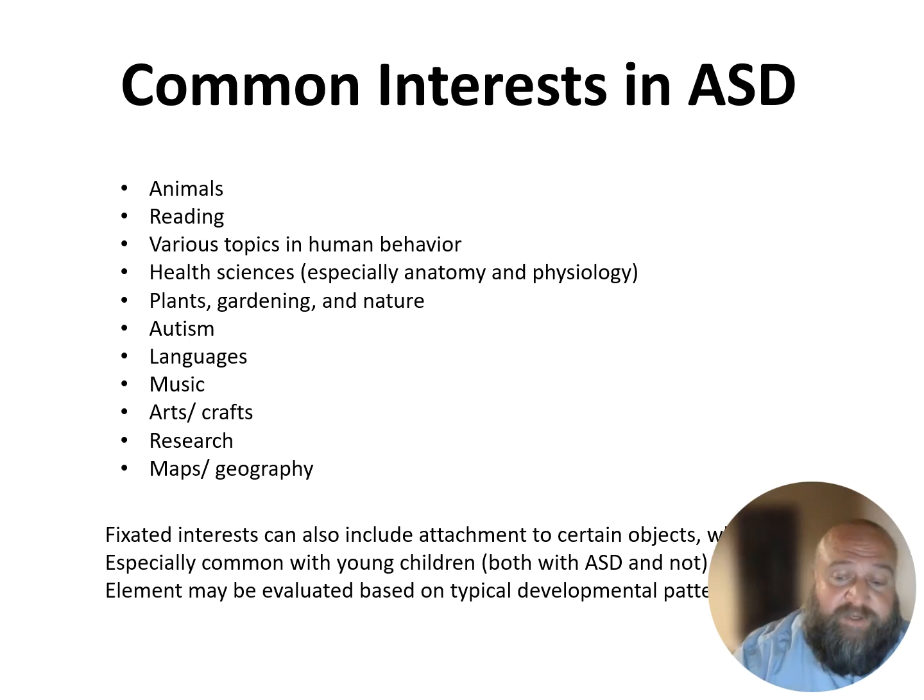Generally, STEM topics do really well. So what I mean by STEM is science, technology, engineering, mathematics. And indeed, a lot of times you see where, especially with college students, they maybe really focus on things like health sciences in particular, because it combines a lot of those STEM topics into one field. Plants, gardening, and nature tend to be very common. Believe it or not, a lot of the fixated interest people with ASD do have is autism itself. It's reading up on the disorder, delving into that community more.